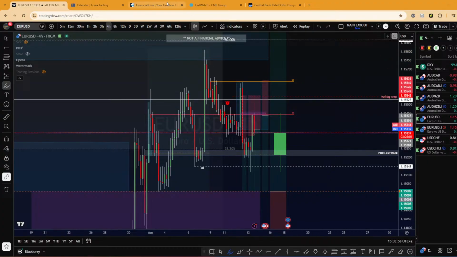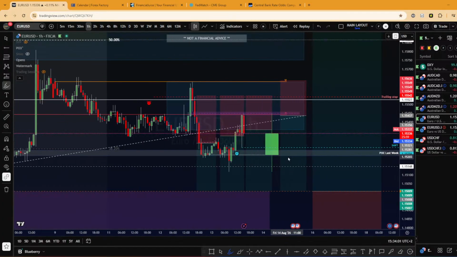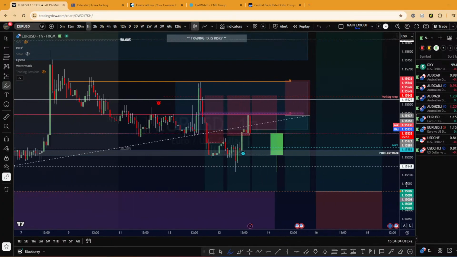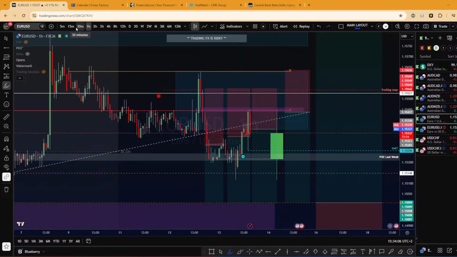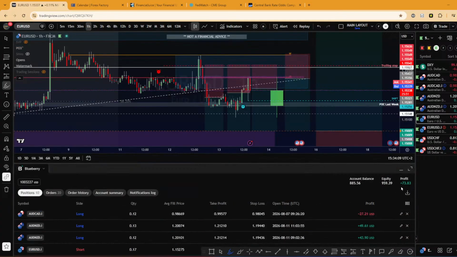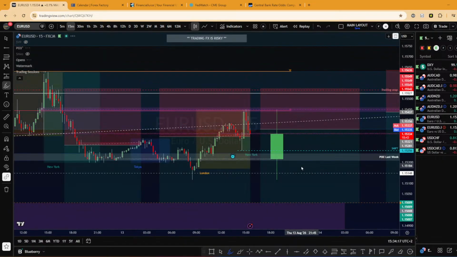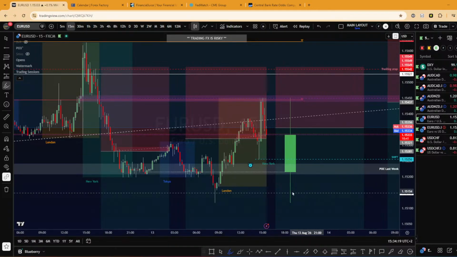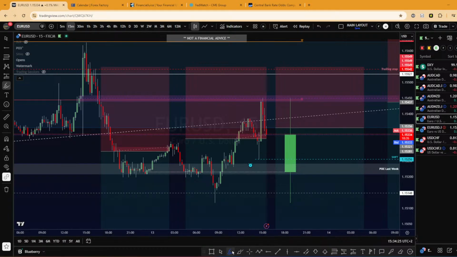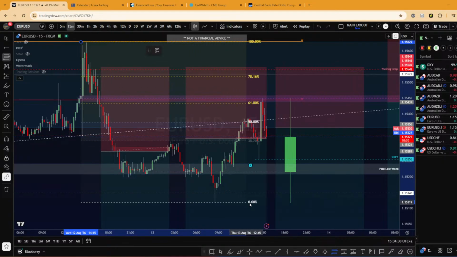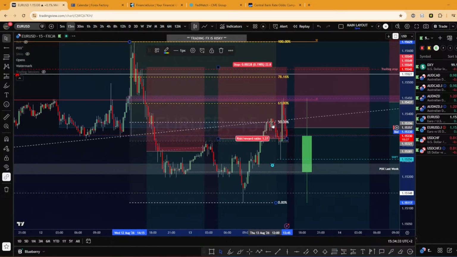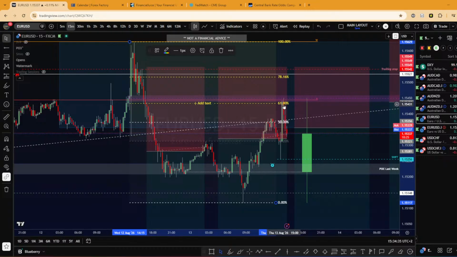Let's go down on 1 hour. As I said, pretty much bearish on short term. The trade is playing out very well right now. On 15 minutes, if I measure this last 15-minute leg, you see we retrace, we reject the 61.8%.